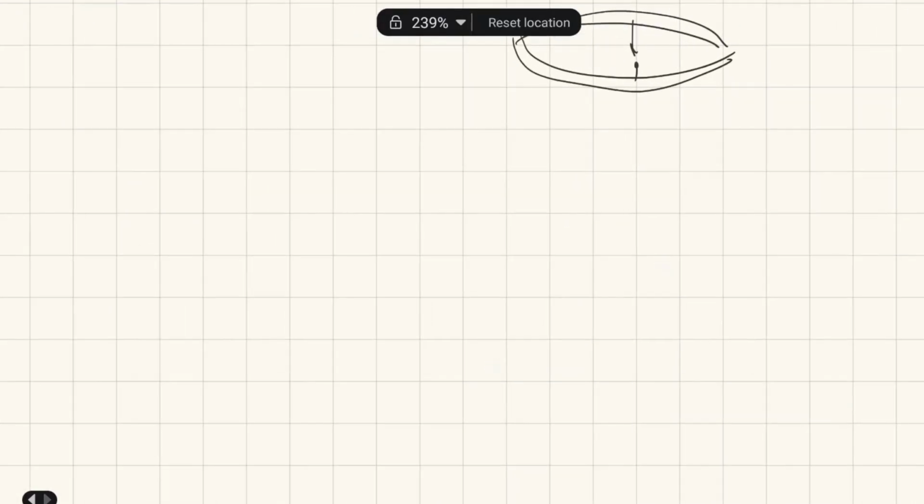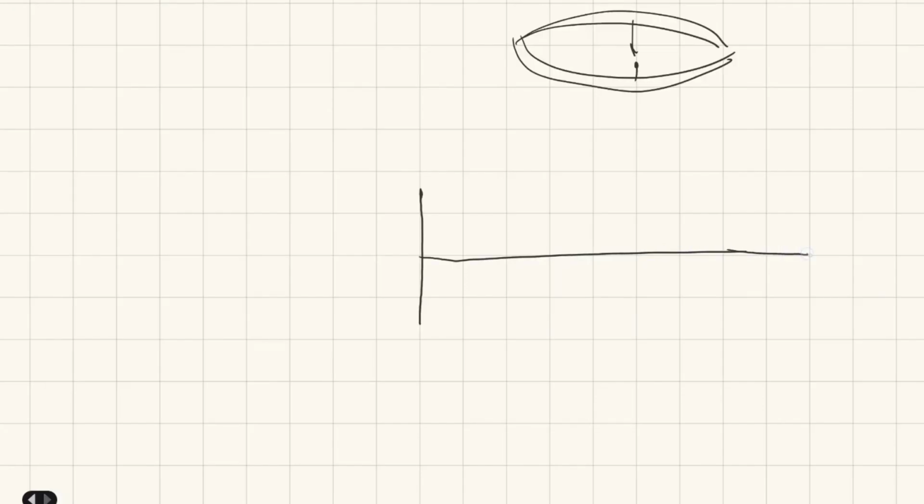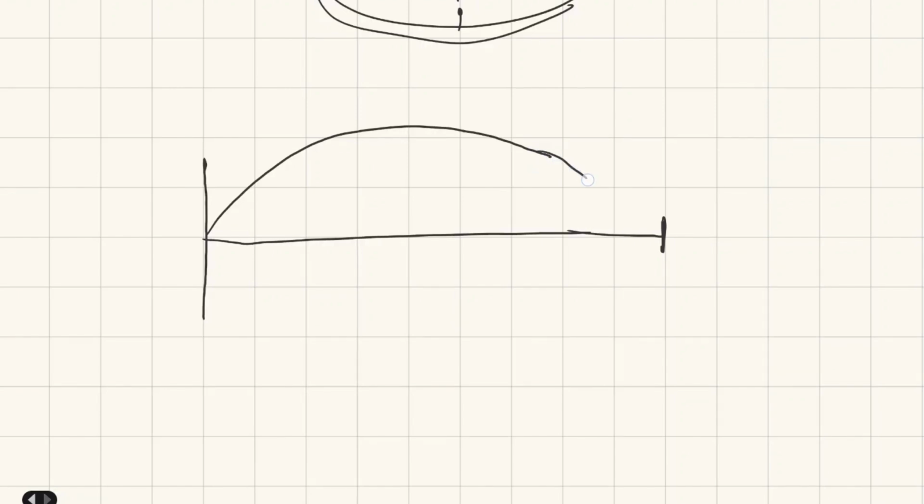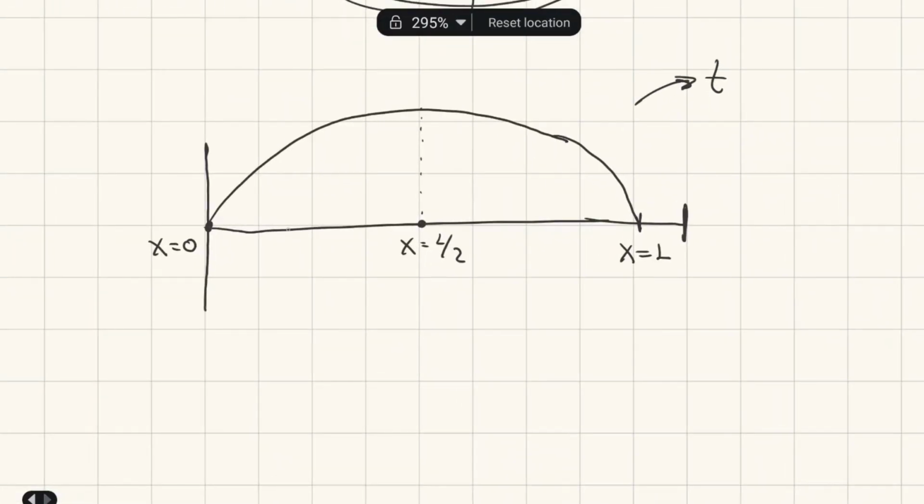So in general, we can say that at any time t, the string is in this position. Let's say that it's something like this, where this is, of course, x equals 0, x equals L, and maybe this is x equals L divided by 2, right? So this is at the time t. Then we can establish an arbitrary point, let's say maybe this as x.